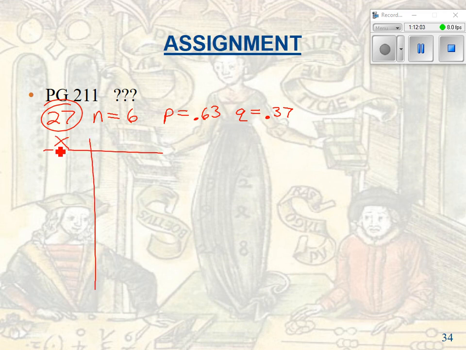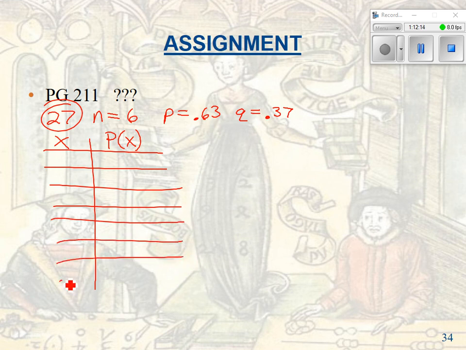Because this is the first thing they want you to do. They want you to make the binomial distribution. What numbers are we going to list as our X's? 0, 1, 2, 3, 4, 5, and 6. Now we can find each probability pretty quickly.